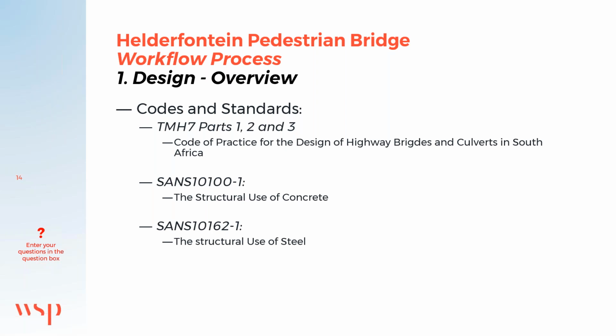Various codes and standards were used for the design of this bridge. We have TMH 7 parts 1, 2, and 3, which is the code of practice for the design of highway bridges and culverts in South Africa. We have SANS 10100-1, which is the structural use of concrete for the substructure. And we have SANS 10162, which is the structural use of steel for the superstructure.